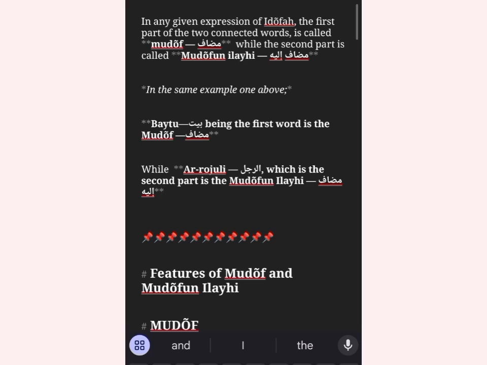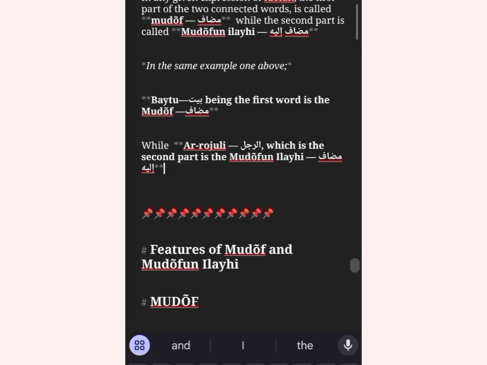Okay, and look at it also in another sense. When you are adopting a child, the child you are adopting is mudaf because he is the one that is being added to your family. You are adding them to your family, and you are the one that is adding them. So you are the mudaf ilayh. You are receiving a new person to your family. So you are mudaf ilayh, and the new person coming to you is actually the mudaf.